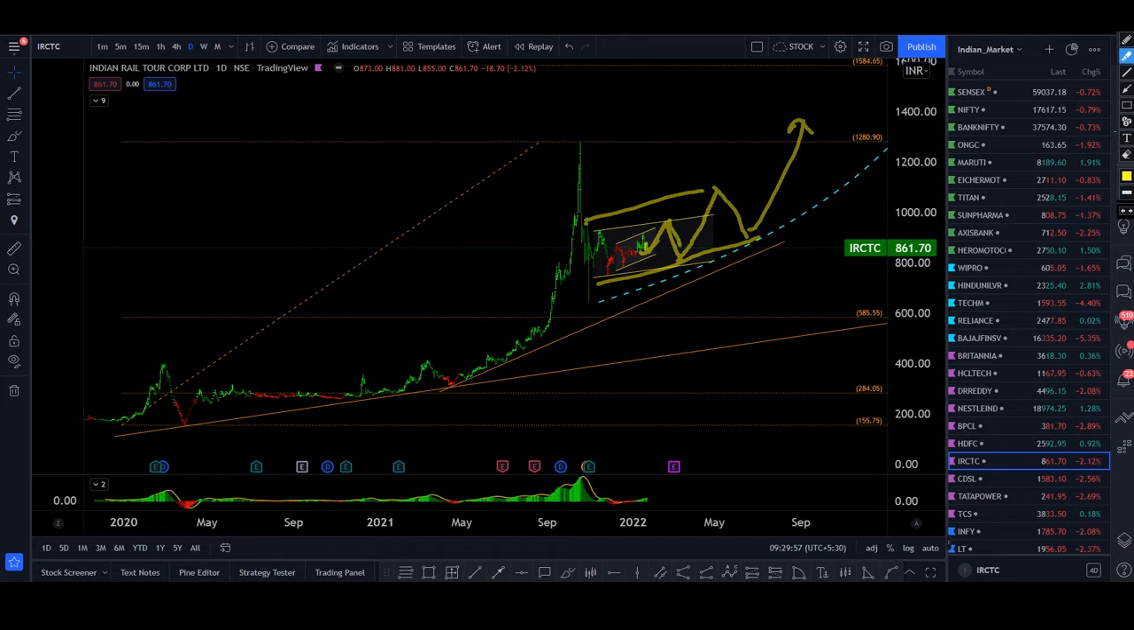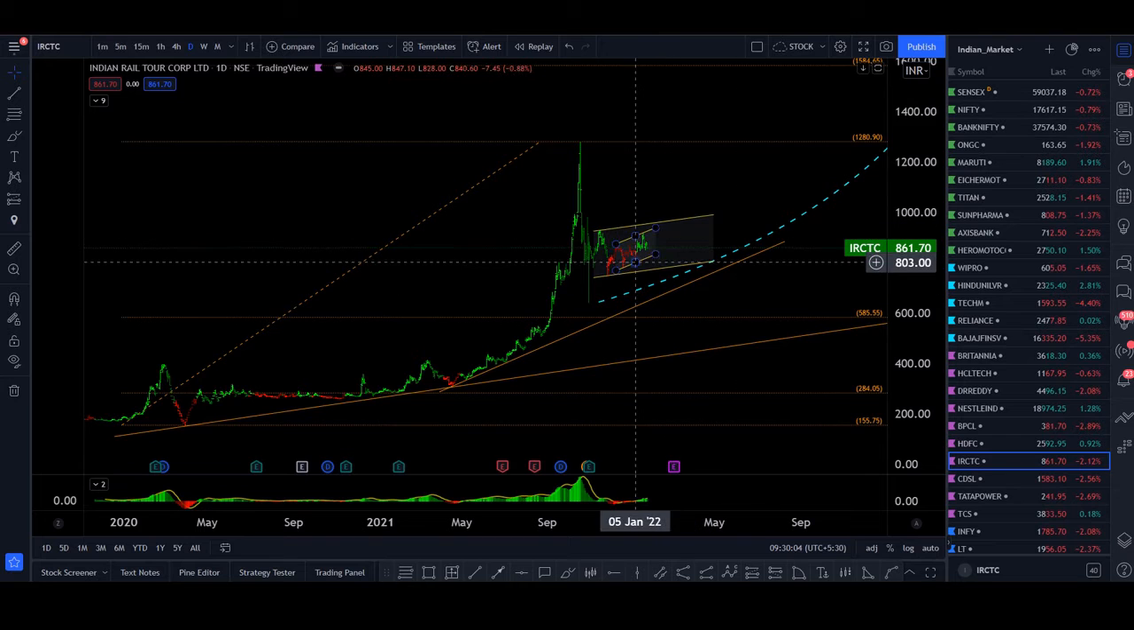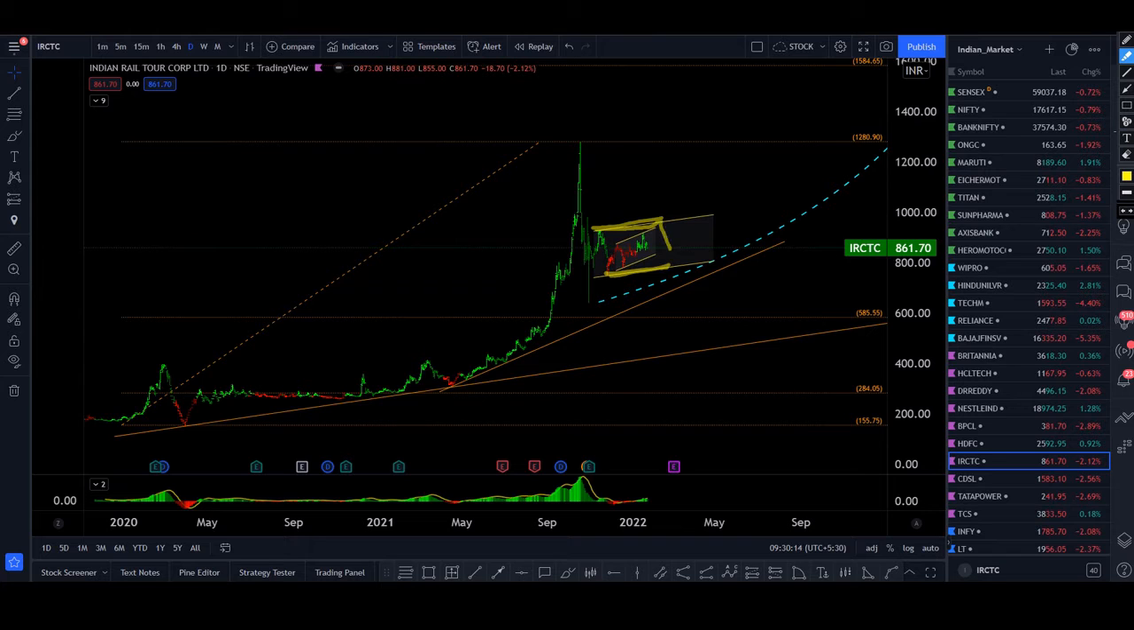But definitely at the end of this part, we will be looking for a trade, though it will take some time to complete this, unless you have a sudden move. In any case, we will not be entering the trade until it completes this pattern for IRCTC.